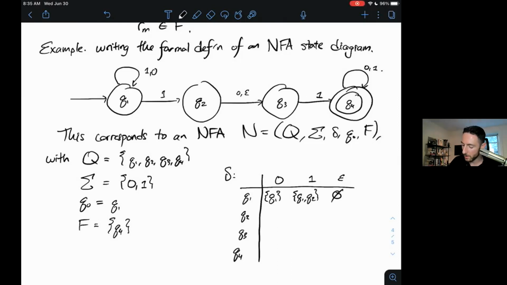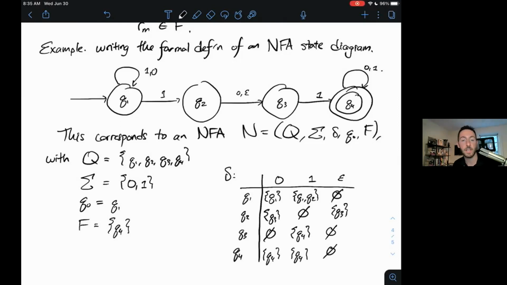From Q2, on a 0, we go to Q3. On a 1, the branch dies. On an epsilon, we also go to Q3. From Q3, on a 0, we die. On a 1, we go to Q4. And on an epsilon, there's no epsilon edges, so we die. And then finally from Q4, we stay in Q4 on a 0 and on a 1, and there are no epsilon edges. So that completes the formal definition of the NFA corresponding to this NFA state diagram.